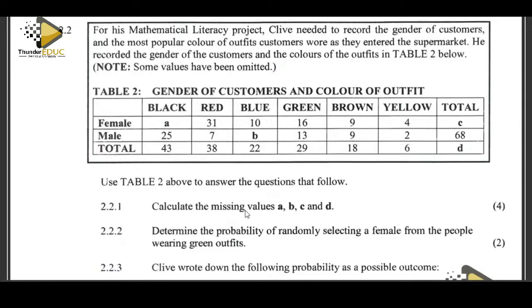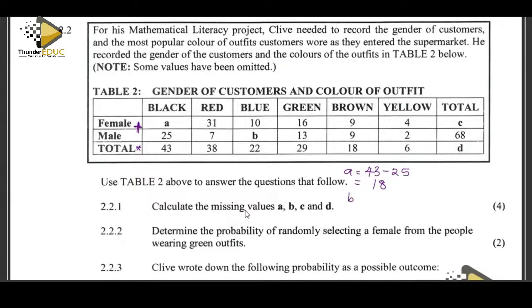Now, A, simple. This is what? Total. Meaning we are going to add this. So simply meaning our A will be 43 minus 25. So A became 18.